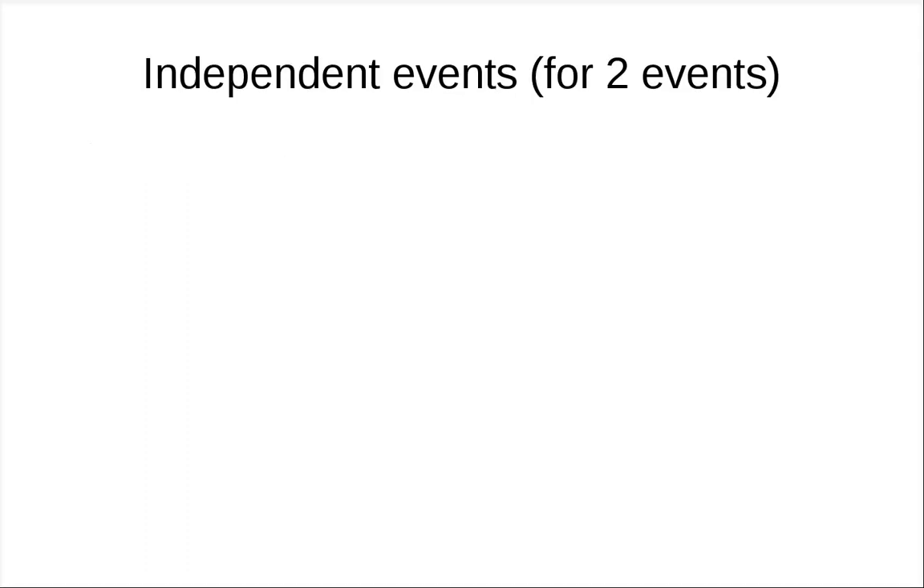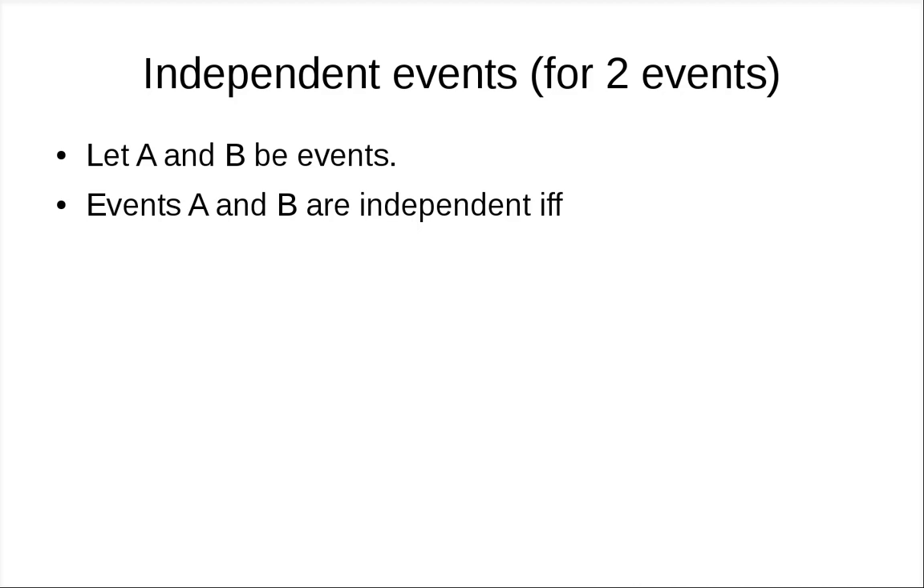Hi, after we define the axioms of probability, let's get back to the topic of independent events. Let's get some review on independence. We have already discussed independent events for two events. Let A and B be events. We define that events A and B are independent if and only if the probability of A remains the same even when we know that B has occurred.